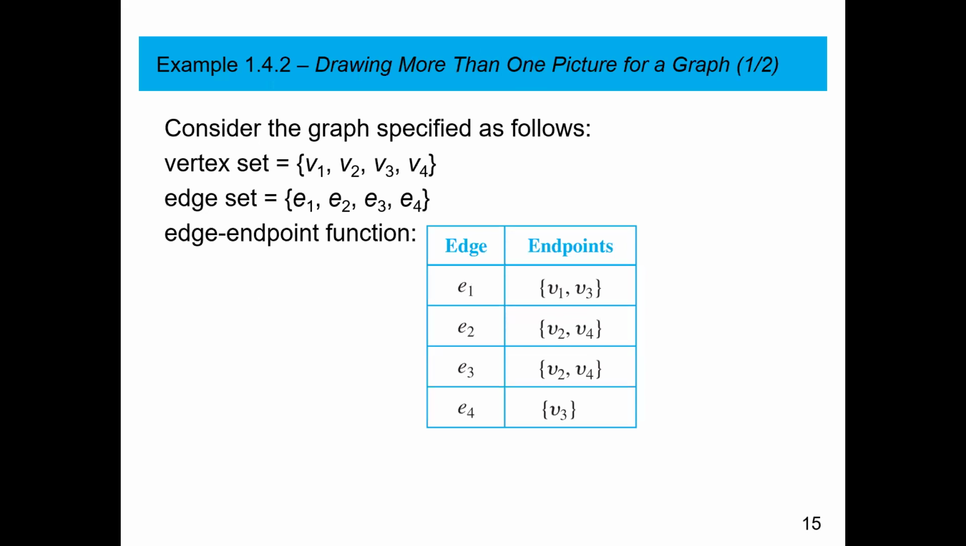Consider a graph, and I'm going to give you some information. Here's your vertex set. We got 4 vertices. We got 4 edges, and here is how we're assigning the edges. So V1 and V3 are attached to E1. V2 and V4, edge 2. V2 and V4, edge 3. Hey, this looks to me like there's going to be 2 parallel lines here, and V3 just gets edge 4. It's got a nice little loop.